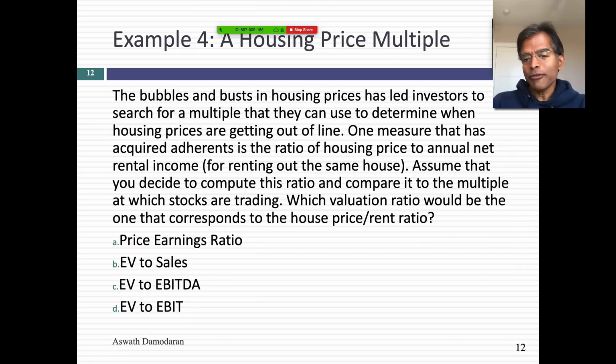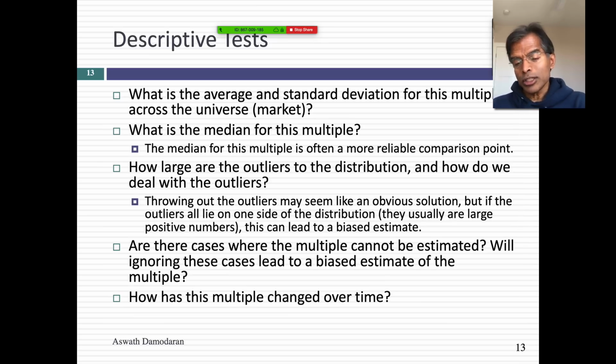You know what the EV to EBITDA for the market is right now? It's about 8 to 9. So the question is, when you're looking at housing price to annual rental income, are you getting a much higher number? And if so, should you view that as an indication that housing is overpriced relative to stocks? I'll let you wrestle with that question, but at least we've talked about the consistency issue. So think about those consistency questions, and in fact, the next multiple you look at, make sure it's consistently defined.